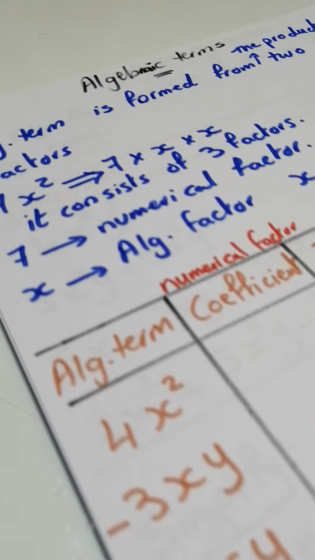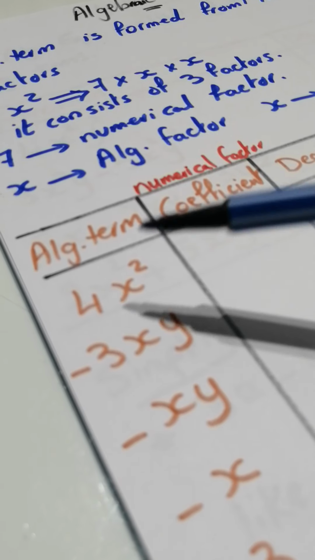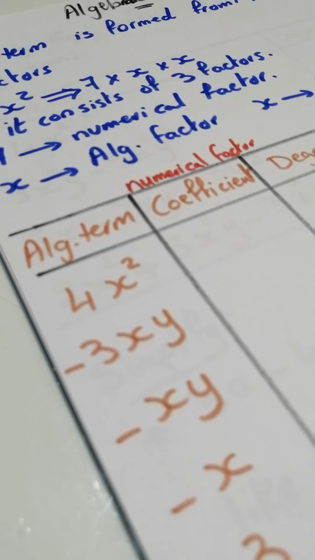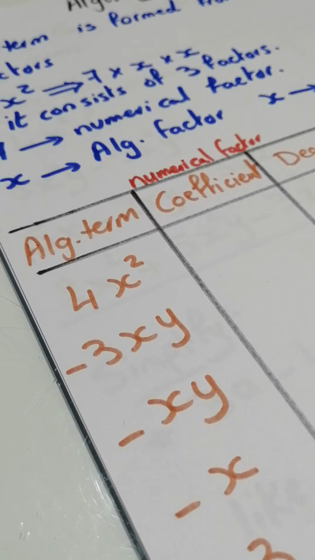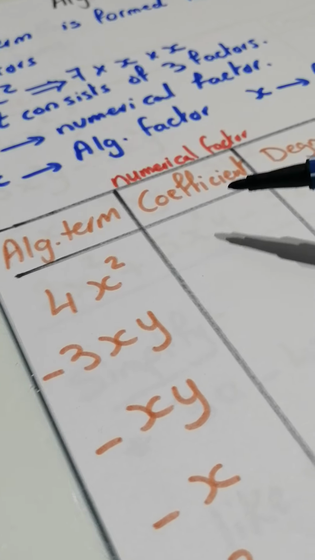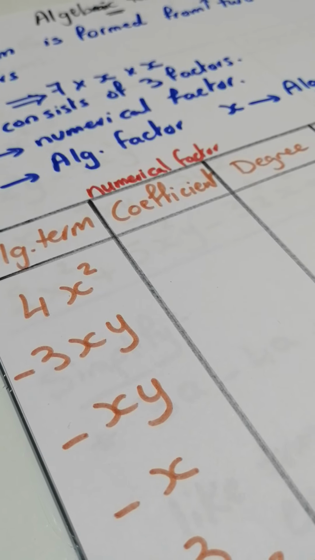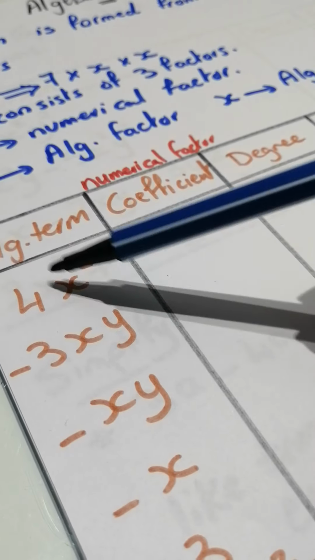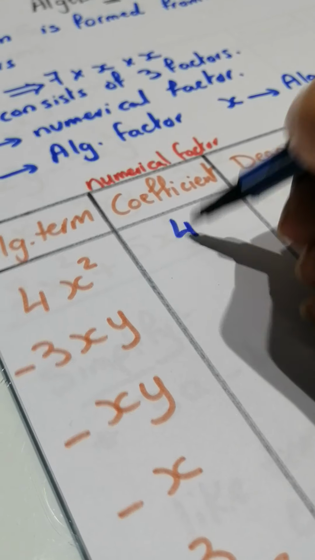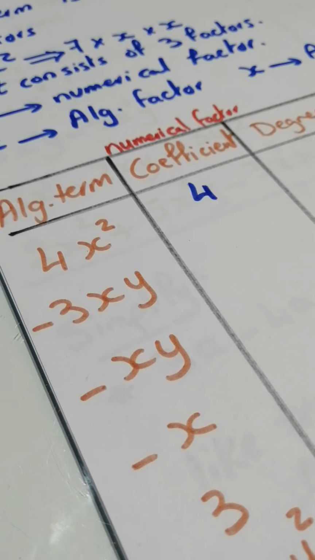The common questions that come in the exams or the quizzes are like this: he gives you an algebraic term like this. For example, 4x squared, the first one. He is asking for the coefficient. We agreed together that the coefficient is the numerical factor. So what is the numerical factor here? It's going to be 4.